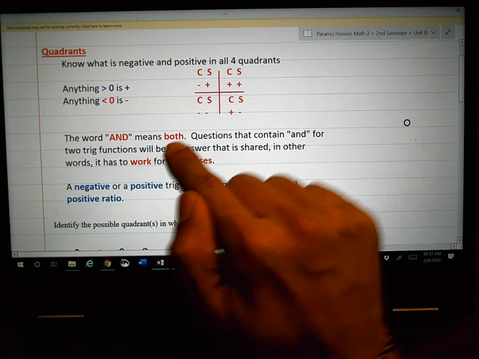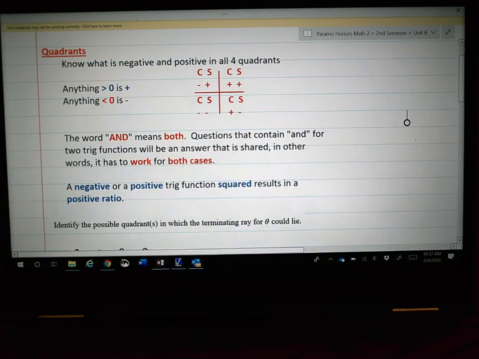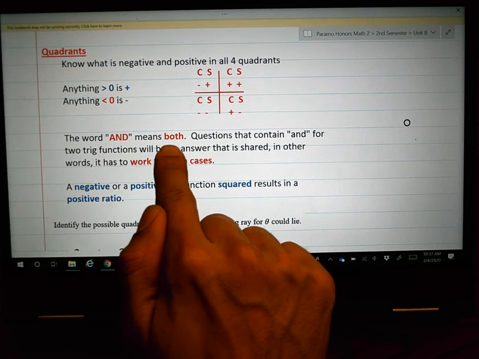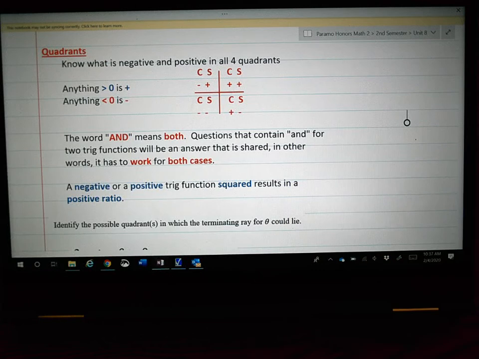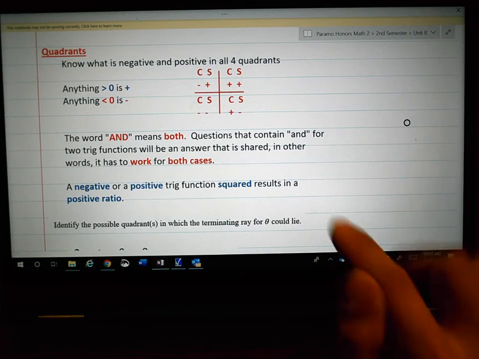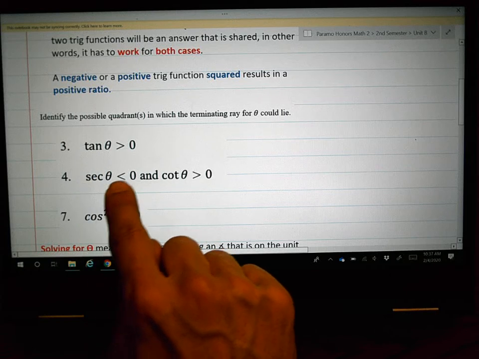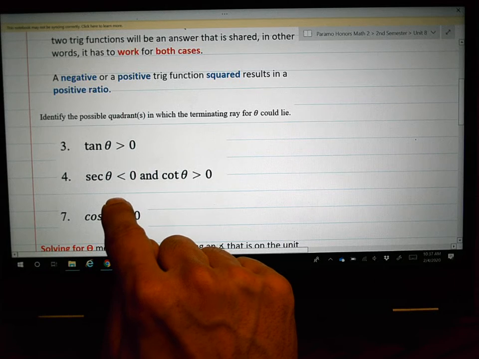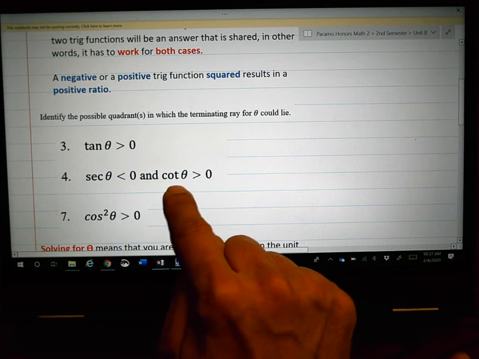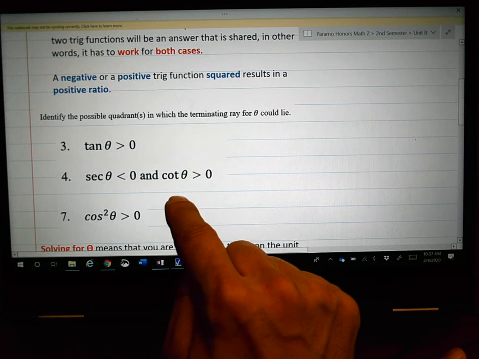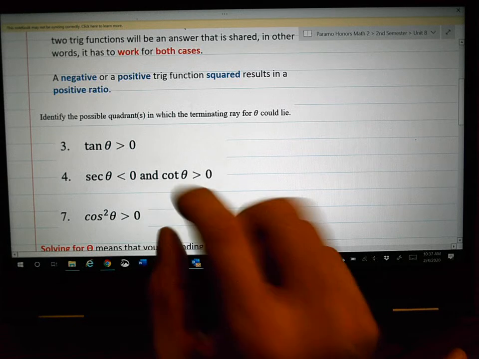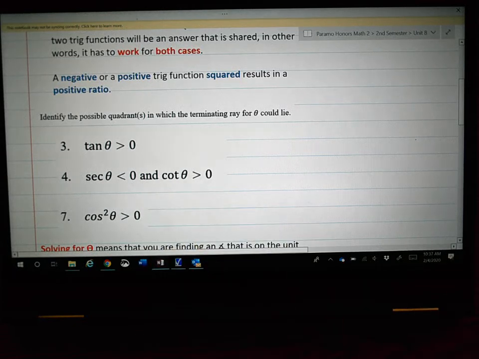The only other thing that I need to mention besides that is the word and. And in mathematical terms means both. It means what works for this and for that. Sometimes you're going to know that there are 2 places where the secant is less than 0, because there are. There are 2 different places where the cotangent is greater than 0. But the word and means which one works for both. Keep that in mind.